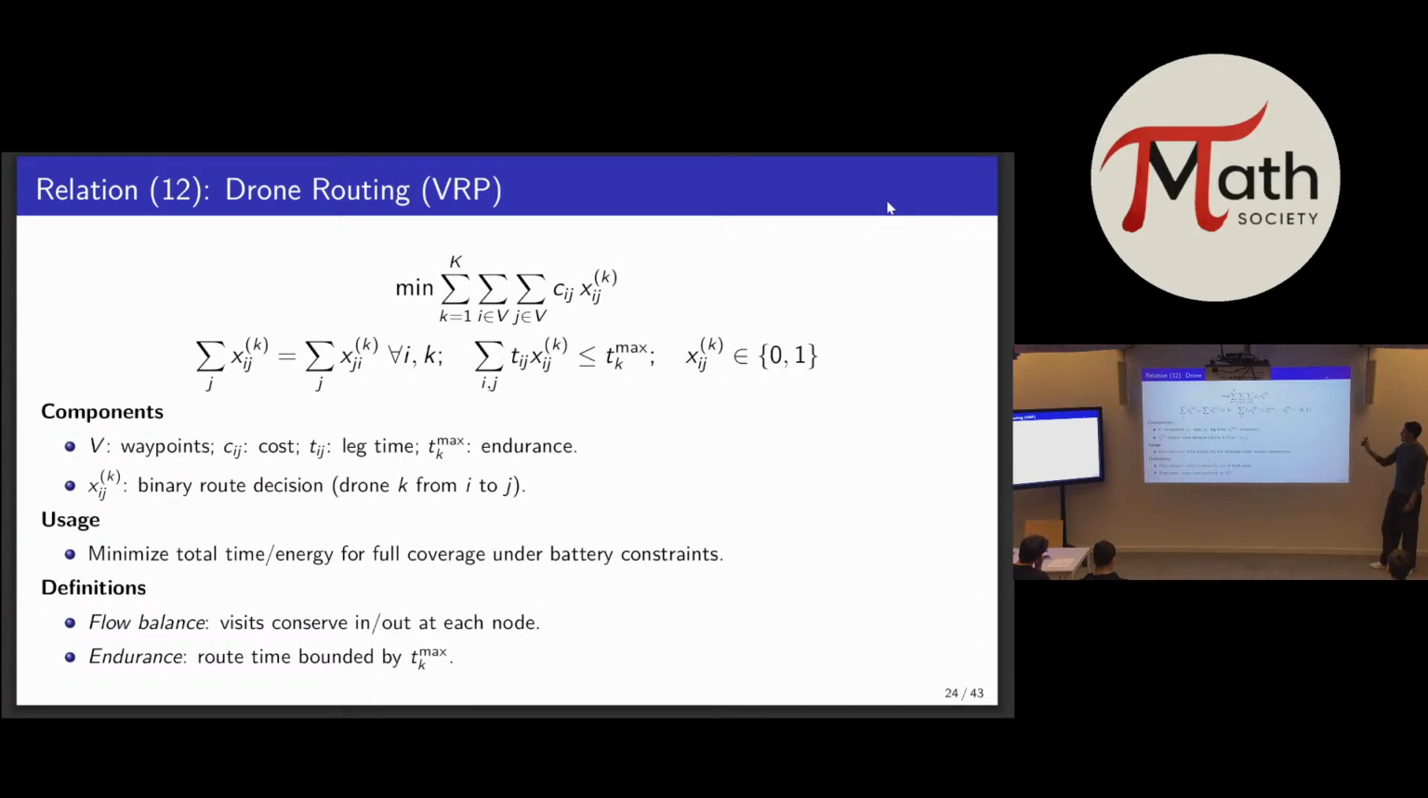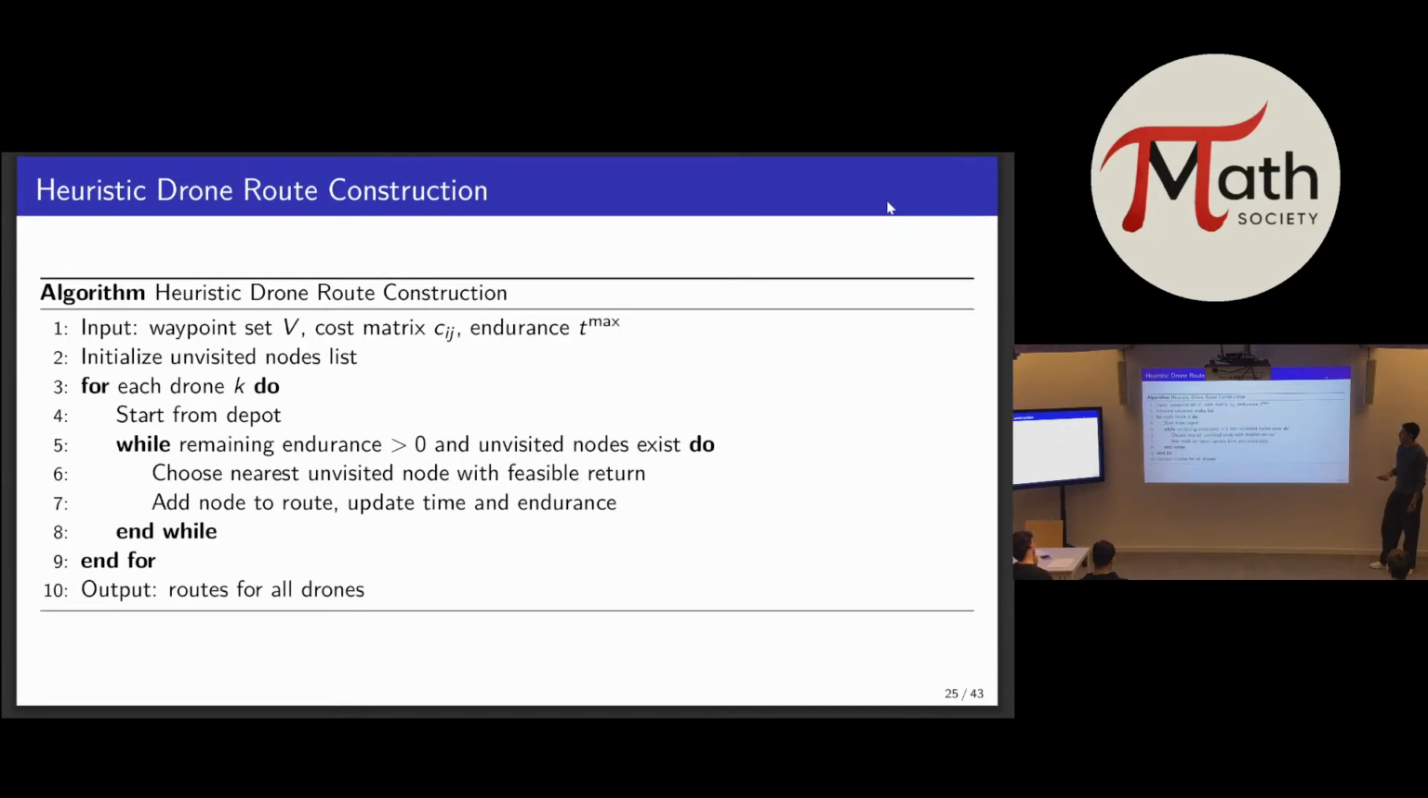So basically, we are setting waypoints for the drones to use. It goes from I to G, I to G, I to G, because it has a binary route going 0, 1, 0, 1, 0, 1, and it goes on. So we made it into an algorithm. We are inputting the waypoint set V, the cost matrix CIG, and the endurance Tmax.